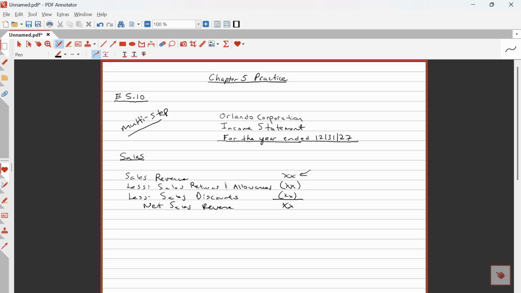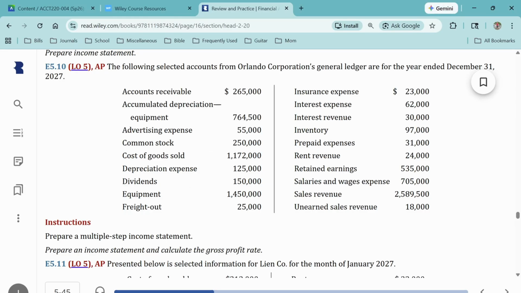What does that say? Net sales revenue? Net sales revenue, yeah. Sales revenue minus sales returns and allowances minus sales discounts equals net sales revenue. That's the general format of a multi-step income statement sales section. Now in this problem, there's no sales returns and allowances account, and there's no sales discounts account. There's just sales revenue. So in this problem, gross sales revenue is net sales revenue.